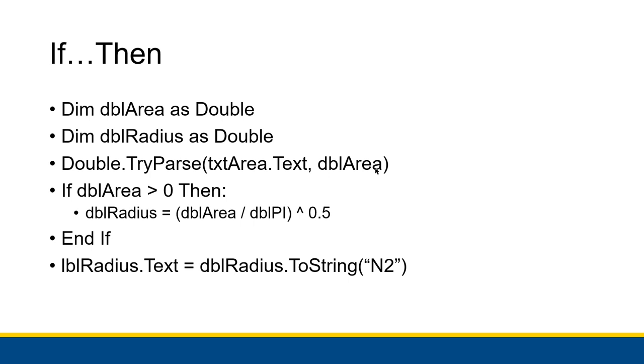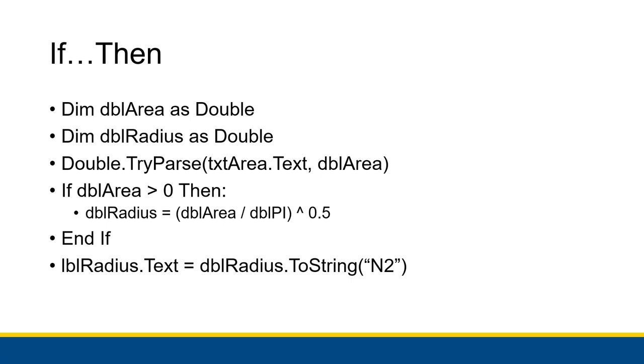Now, a cool thing about the way that the program is actually set up is that if text area.txt holds an invalid number, for example, maybe they typed in blah, or they typed in 4-2 or something like that, double area is going to hold 0, which means that we never enter this if statement, which means that we display 0 to the user, which is sort of our invalid value answer. So that's really helpful, very almost accidentally so.